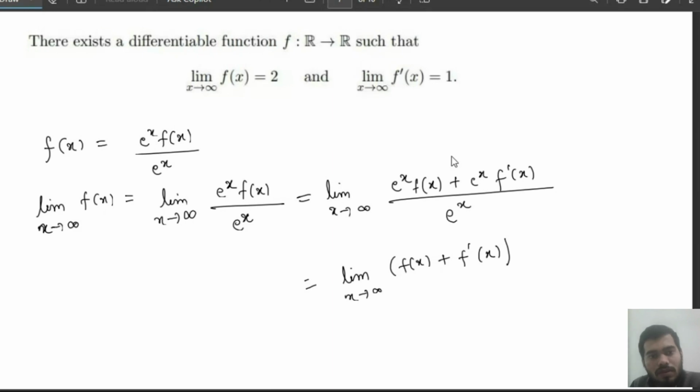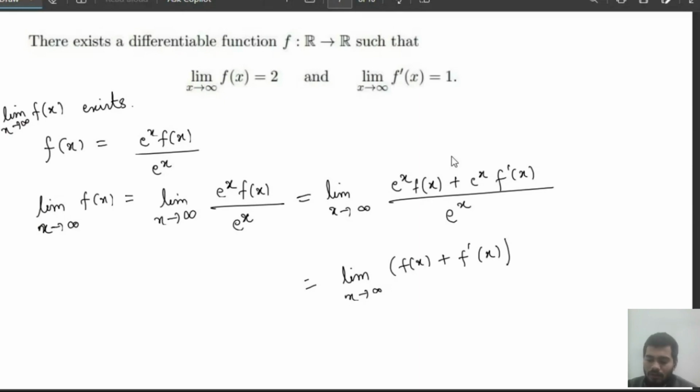And also, we assumed that if limit x goes to infinity, f x exists. Can I write it like this? And by exist, it means it may be infinity also. It may be infinity also, but it should exist. It is not that right hand or left hand or whatever it is. So this is the condition that you get.